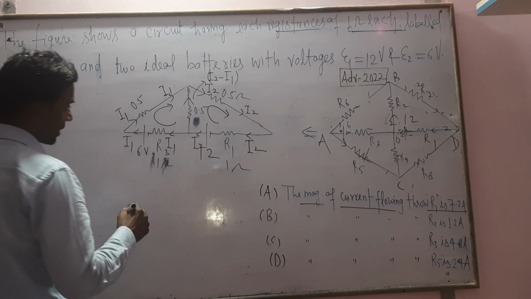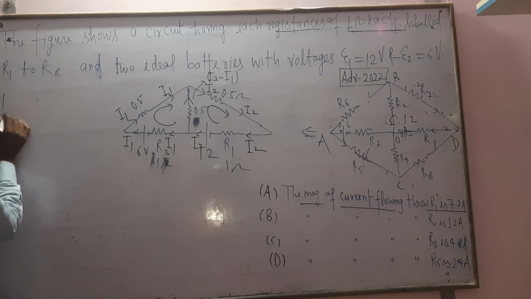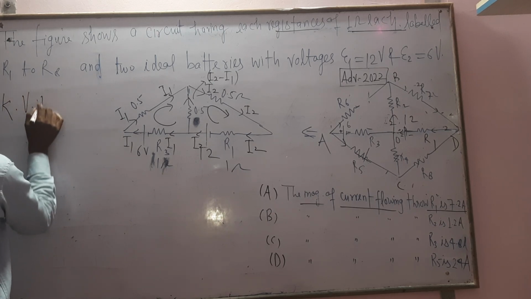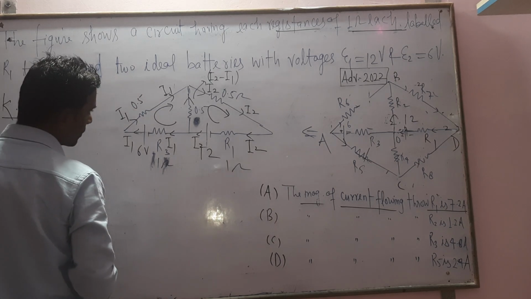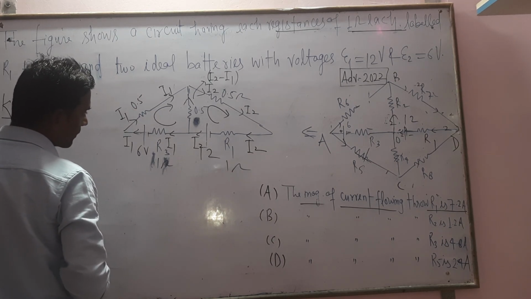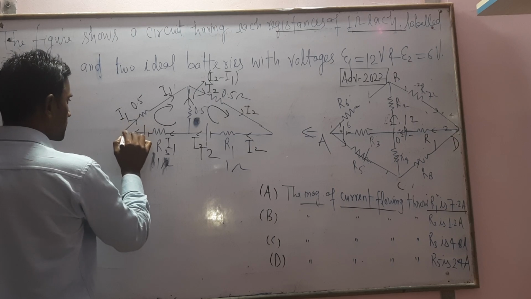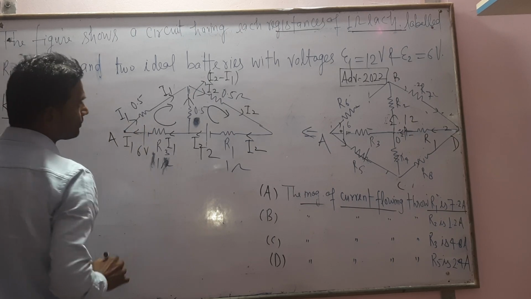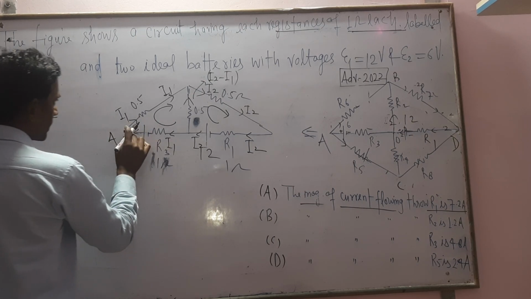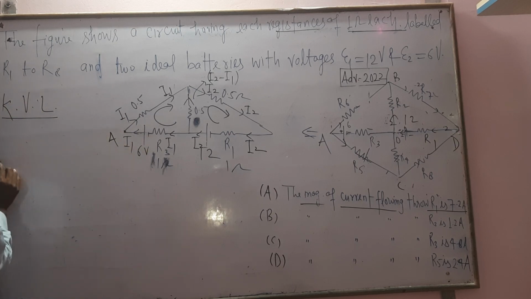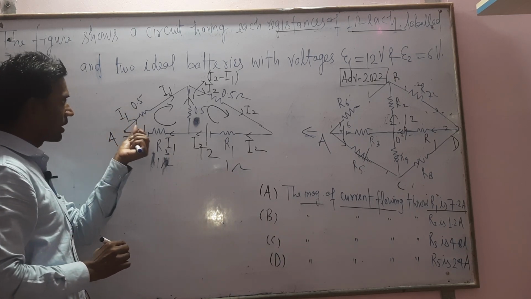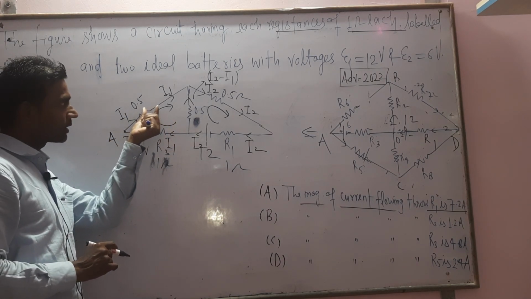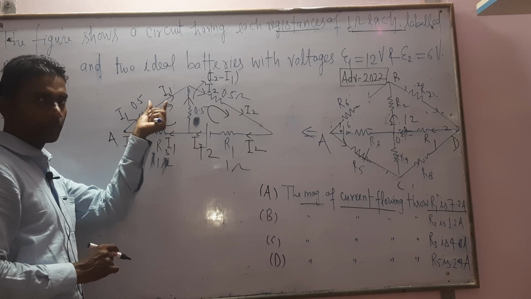So we are using the KVL, Kirchhoff voltage law. Now try to solve it. Let us suppose this is the point A, and we are trying to solve from point A. VA, and if we are moving along the current, that will be a potential drop.